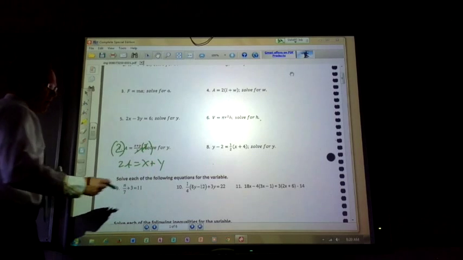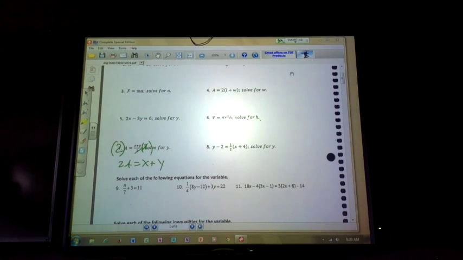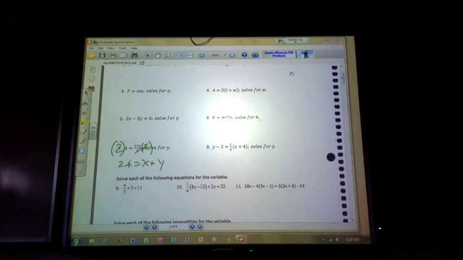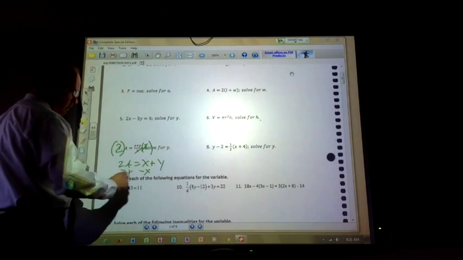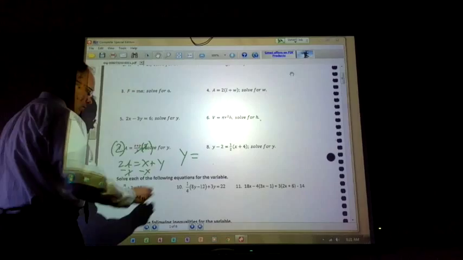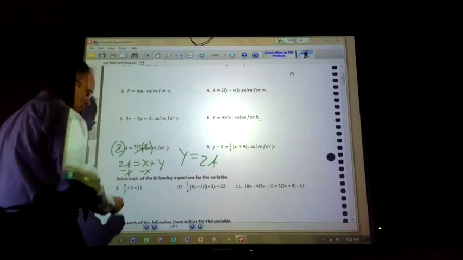I want y all by itself. So what am I going to do to both sides? I'm going to subtract x. If I subtract x from either side, I get y is equal to 2a minus x.